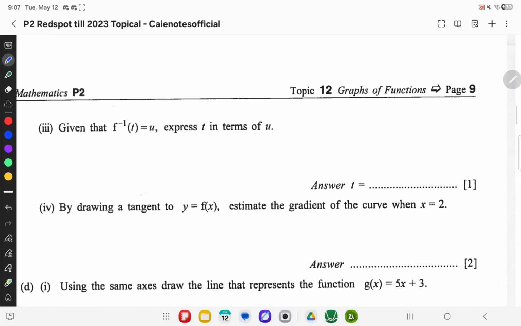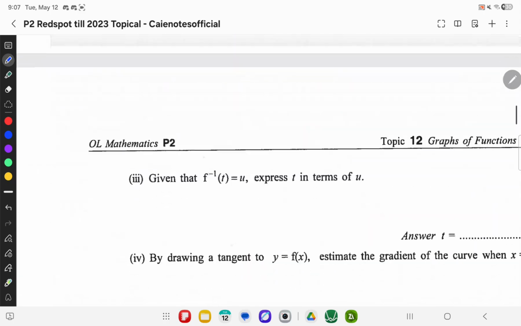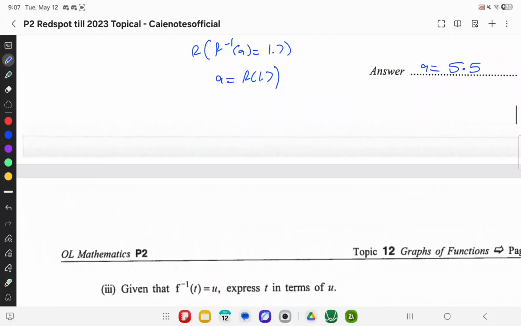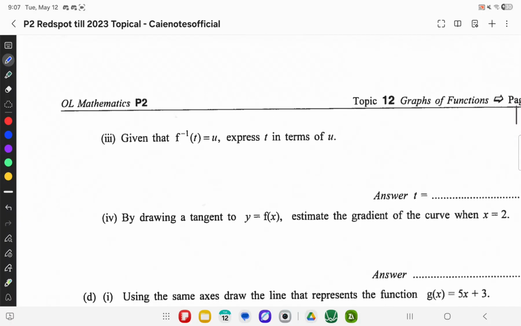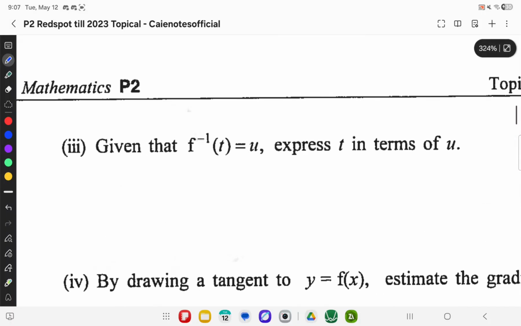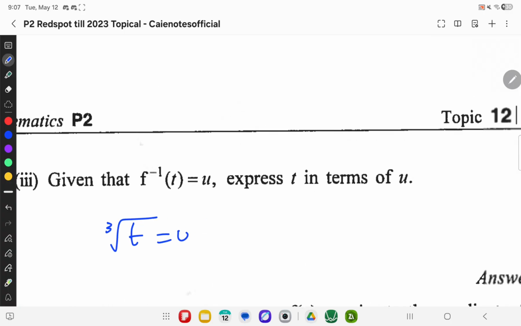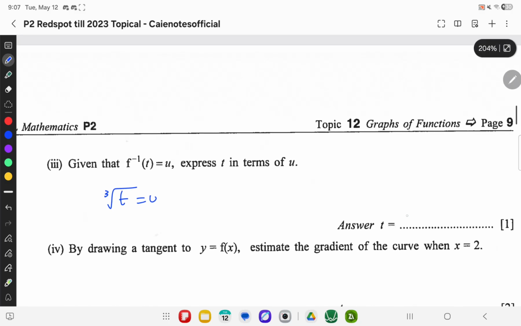Given that f inverse of t is equal to u, express t in terms of u. So f is x cubed. F inverse is the cube root. Express t in terms of u. So t is equal to u cubed.